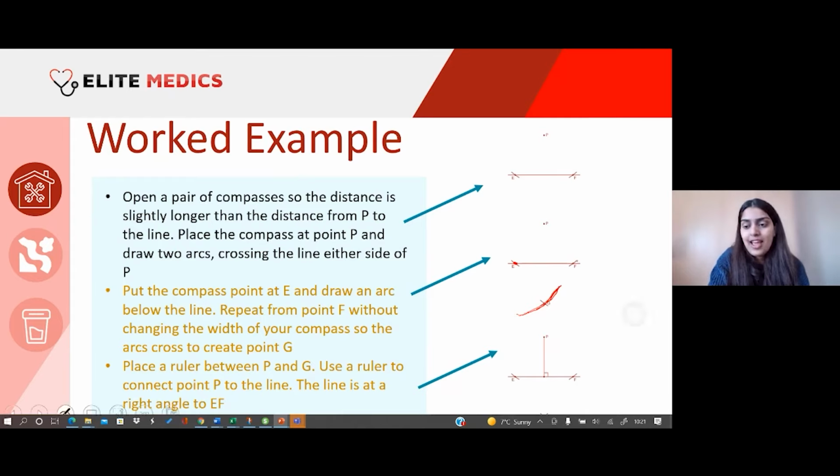Then do the same thing at point F. So what you did at point E, do the same thing at point F. So your line will look something like this. Okay, so don't change the width. Again, remember, if you change the width, you're going to make a mistake.